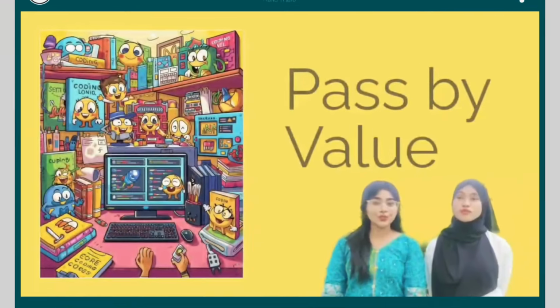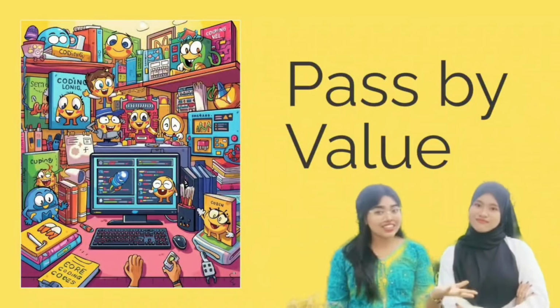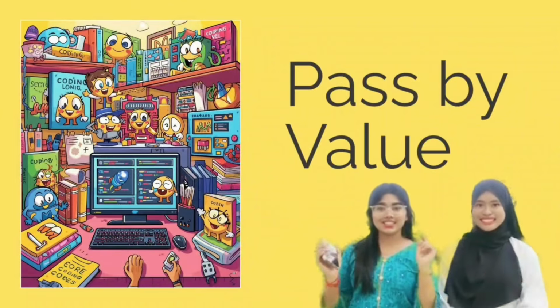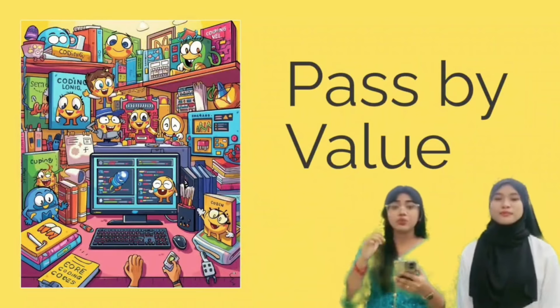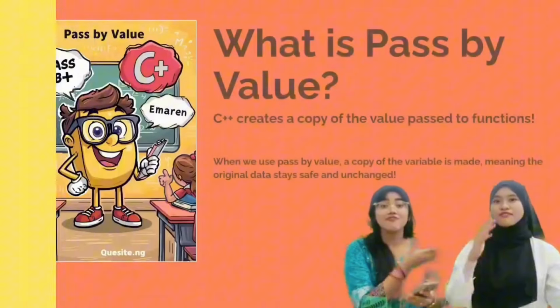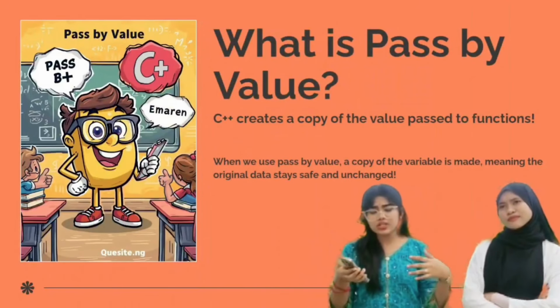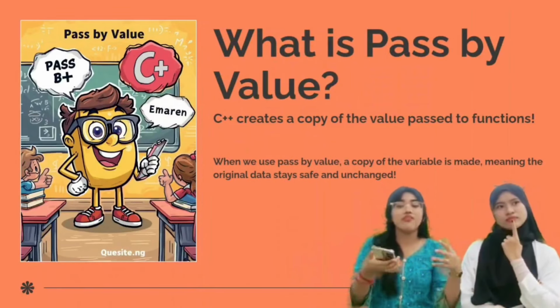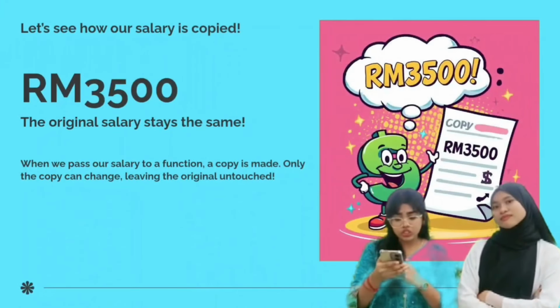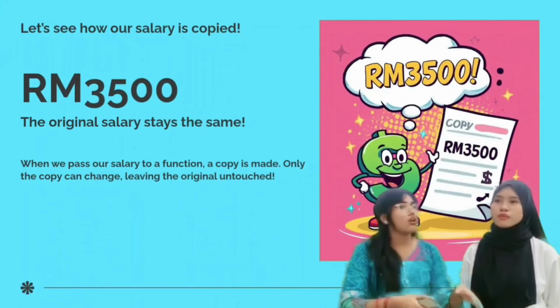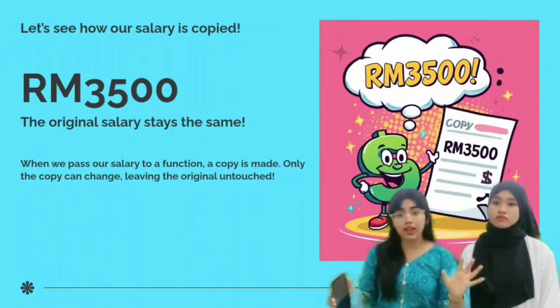We are going to explain more about functions in C++. So today, first we want to learn about pass by value. Pass by value means what? When we pass a variable to a function, C++ creates a copy of that value inside the function. The original is not changed.